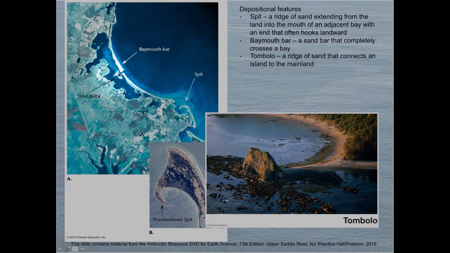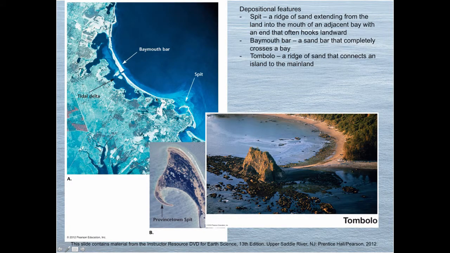The tidal delta is an erosional feature that we'll see that's caused oftentimes. They coexist with baymouth bars. And a tombolo is a ridge of sand that connects an island to the mainland. Oftentimes you'll see those during low tide stands, especially in the northeast United States and upper Pacific Northwest.